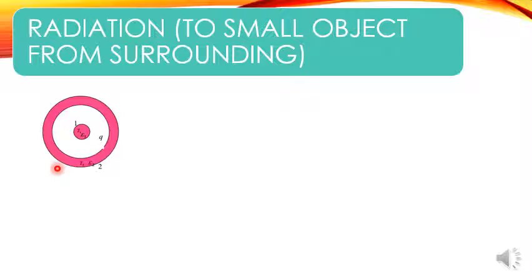So this is the image to explain how heat transfers through radiation to a small object from surrounding. Let's say the small object is labeled as 1 here, inside it, and it is surrounded by another object, maybe like an oven, labeled as 2. Object 1, maybe we can say, is a cake, so you're baking a cake.